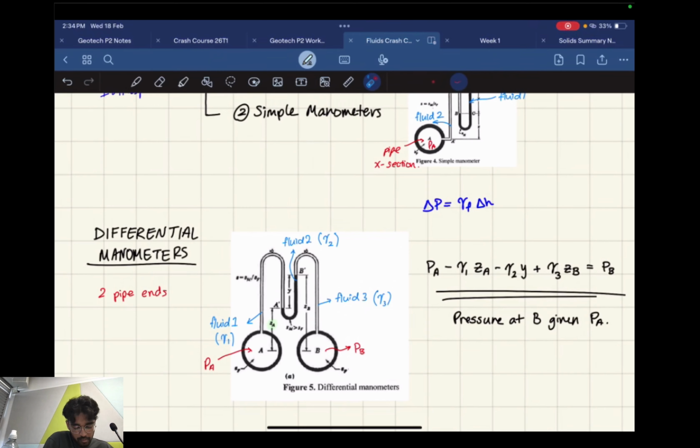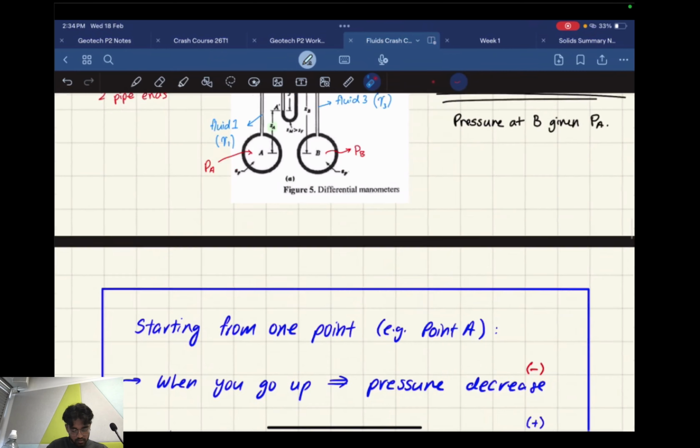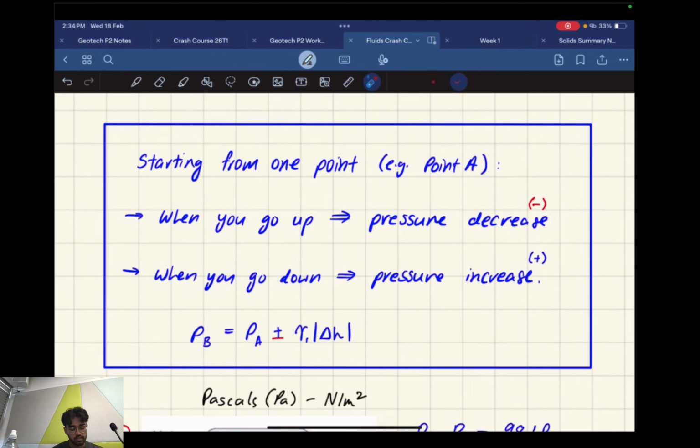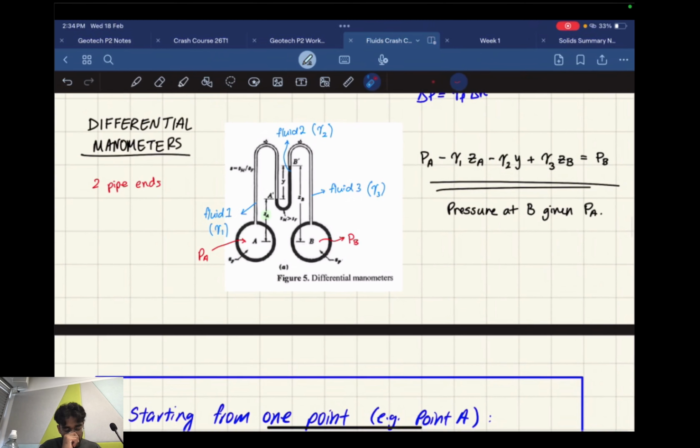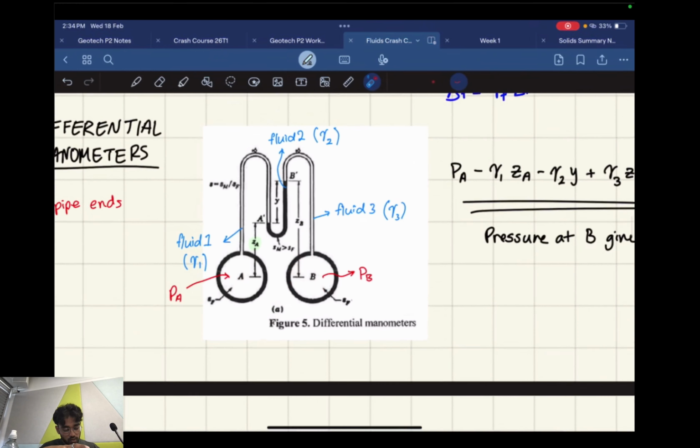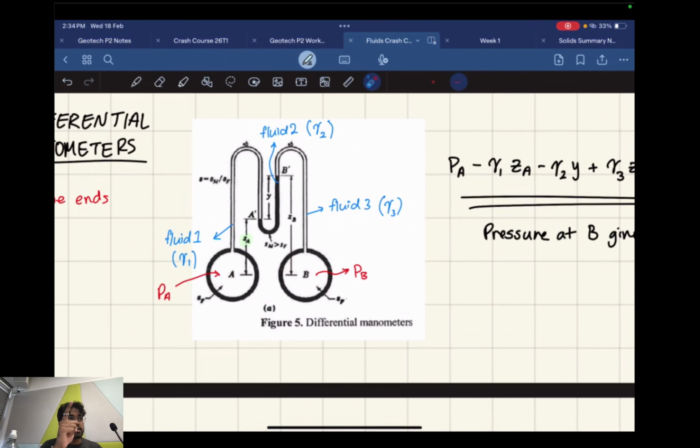there's a few things you're going to have to remember. So, yeah, here it is. This is how you pretty much figure out this kind of formula. You start from one point. So let's say I want to find the pressure at B. I'll start from point A. Okay? And if you guys remember earlier, I said that when there's a difference in height, there's going to be a change in pressure. Yeah? You guys remember that? When we introduce another fluid as well, there's also going to be a difference in pressure.